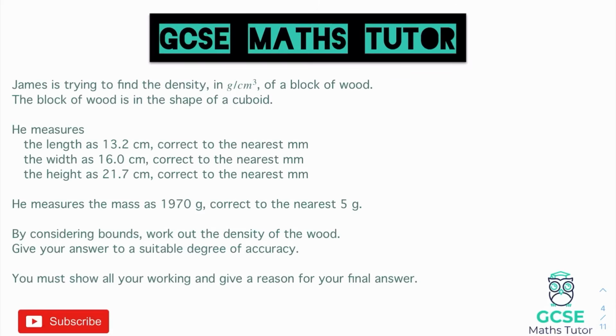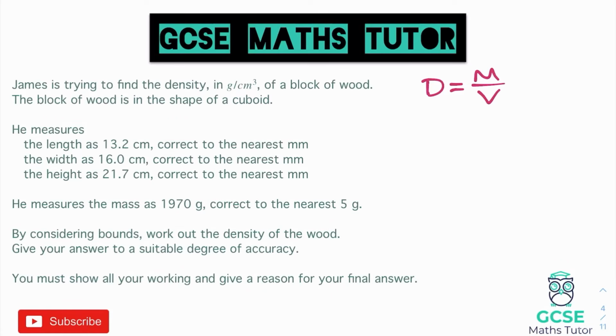And then again, we've got this statement here, by considering bounds, work out the density of the wood and give your answer to a suitable degree of accuracy. And again, you must show all your work and give a final reason. So again, we've got a different compound measure involved here. We've got density involved. But we're going to treat this in a very similar way to what we did with speed, distance, time. So we know that density is equal to mass divided by volume. So density equals mass over volume.